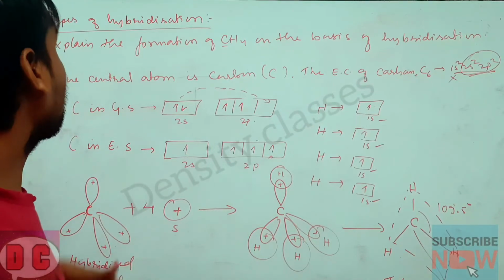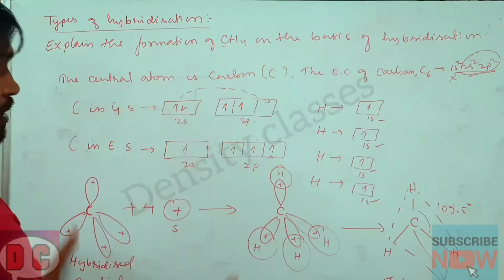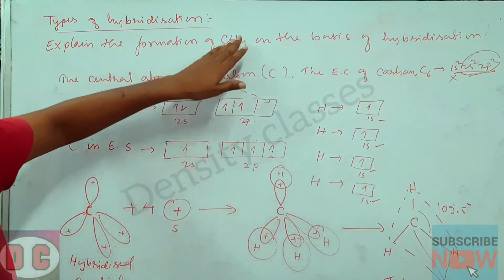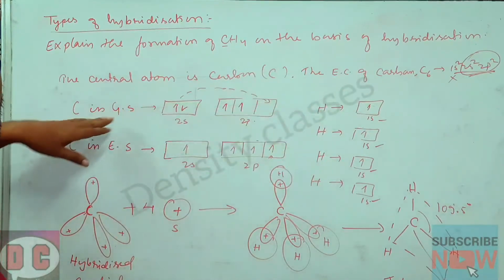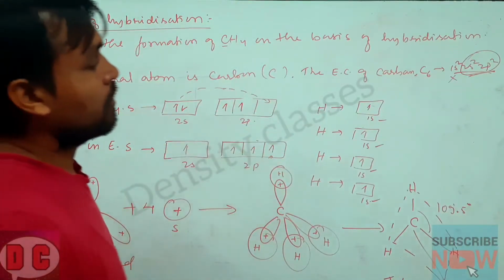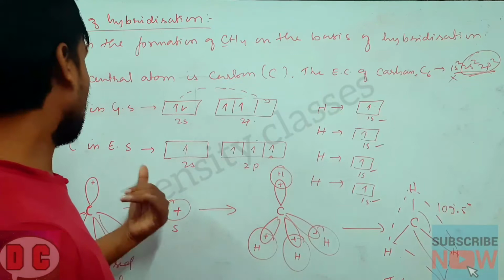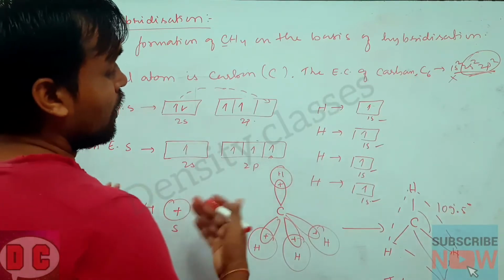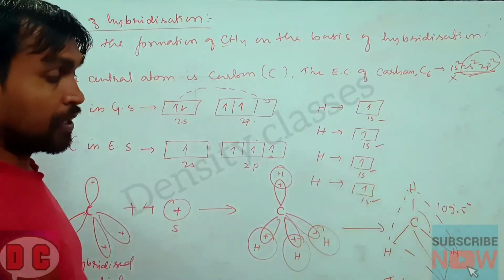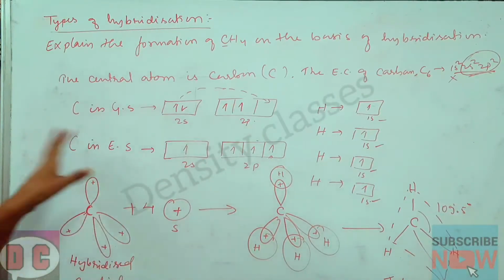Got it? And please practice it properly, and you have to explain the formation of CH4 on the basis of hybridization. So whatever things we have done, you have to put it in your own words. You have to write here the central atom is carbon, and the carbon electronic configuration is like this, in the ground state it is this way, and in the excited state one electron gets promoted to p orbitals, and 4 unhybridized orbitals of hydrogens will be overlapping head-on with the 4 hybridized orbitals of carbon, leading to the formation of tetrahedral structure with a bond angle of 109.5 degree. So this is how the formation of methane takes place. Got it or not? So you have to put it in your words.